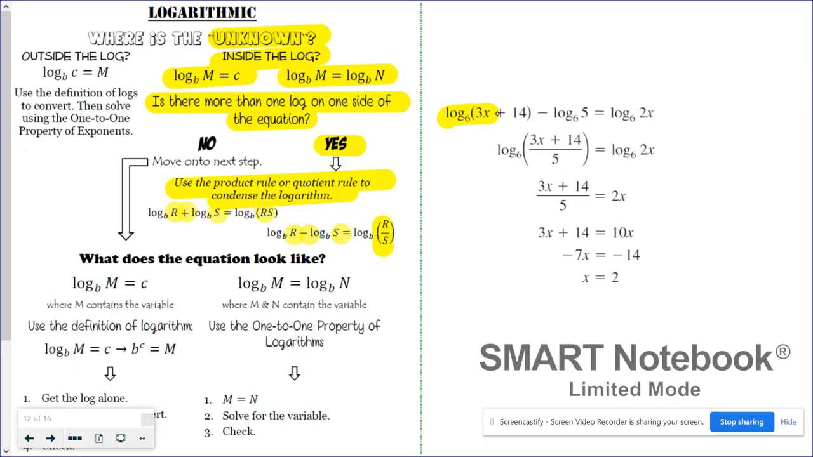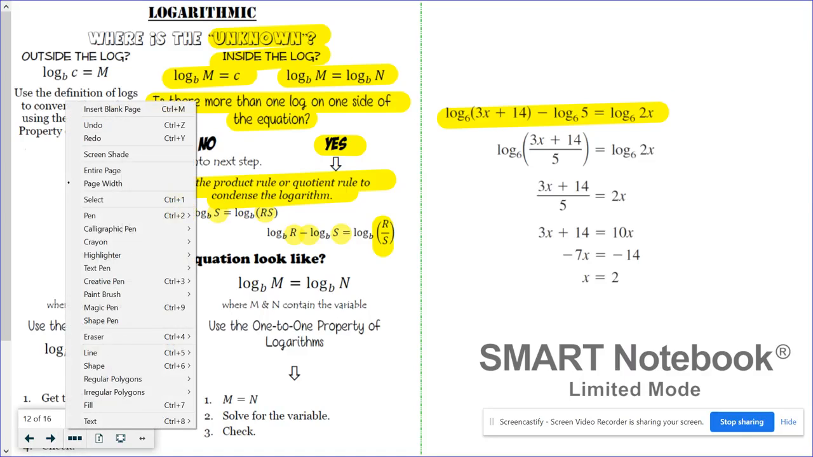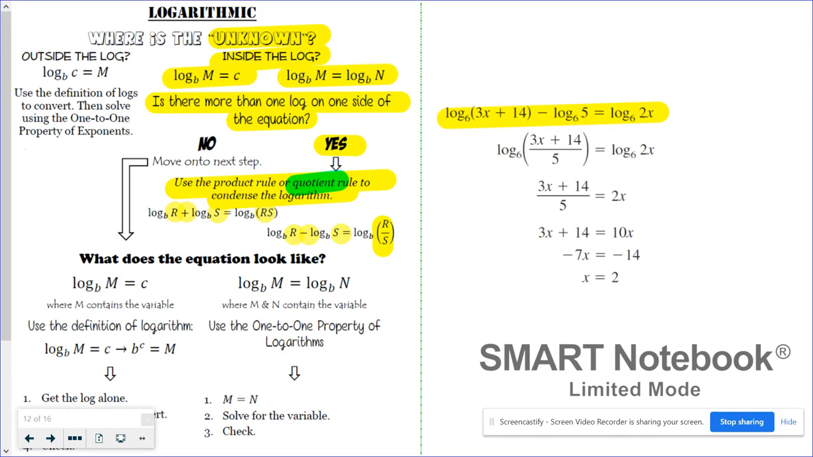So quickly, if you look on the right-hand side here, notice that on the left side of the equation, we have two logs. We have log base 6 of 3x plus 14 minus log base 6 of 5. So we have to start this by using our quotient rule, because we have log minus log. So I need to write that as one singular log, and I'm going to write it as a quotient. So now look at what we have. We have log equals log.